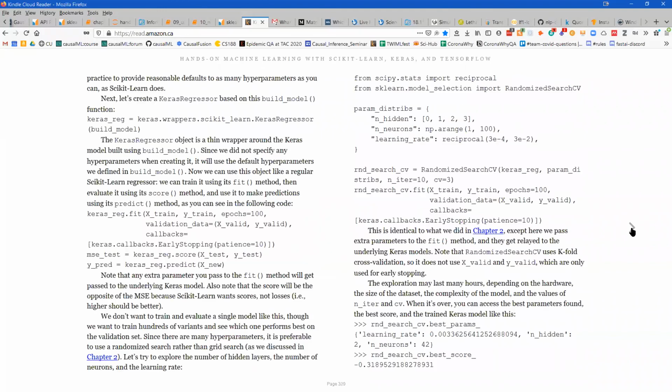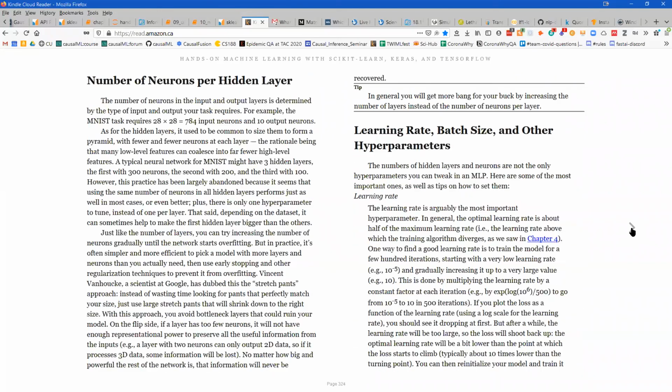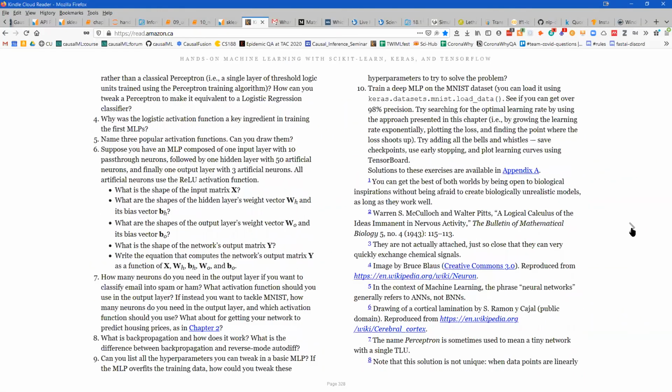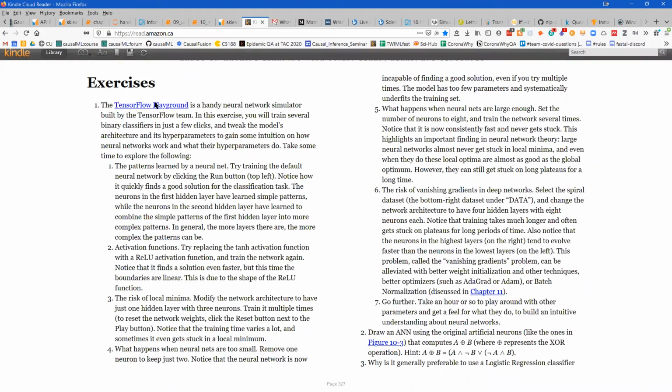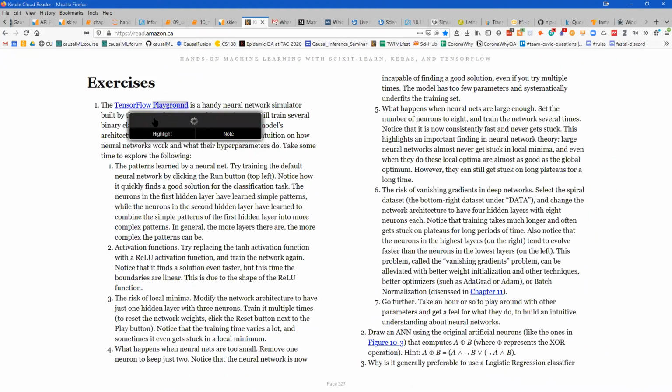Yeah, this is the last part of fine tuning. Exercises, I just went forward. The first exercise is go to this TensorFlow Playground, and we can just quickly look at that, see what it looks like.